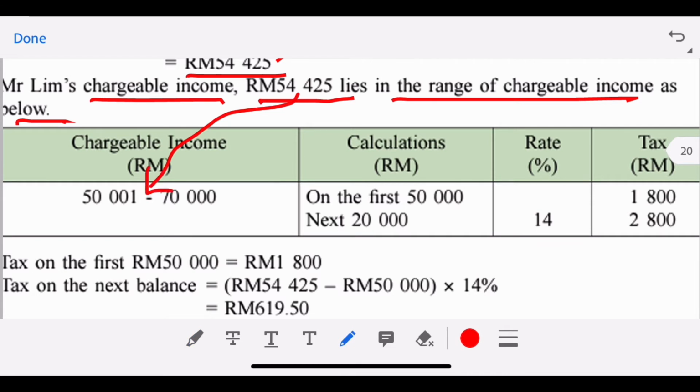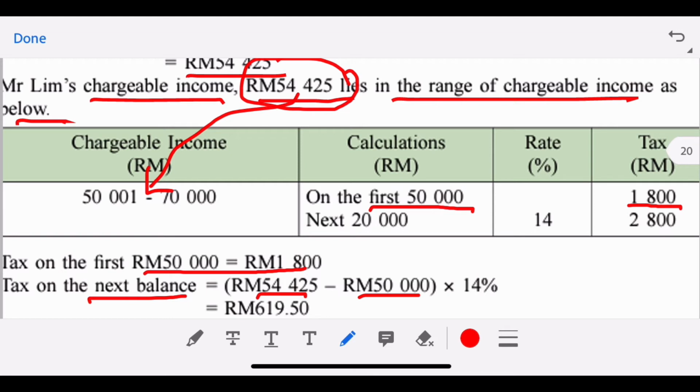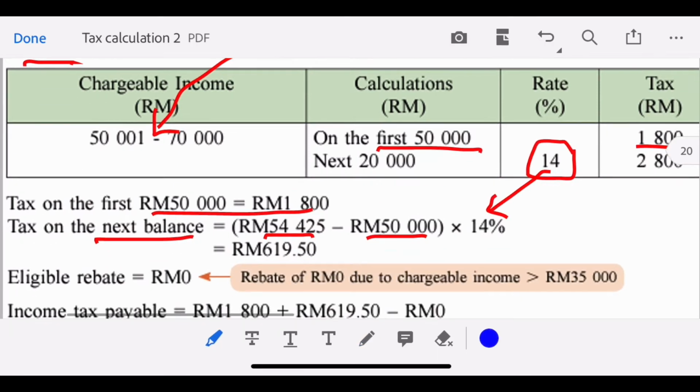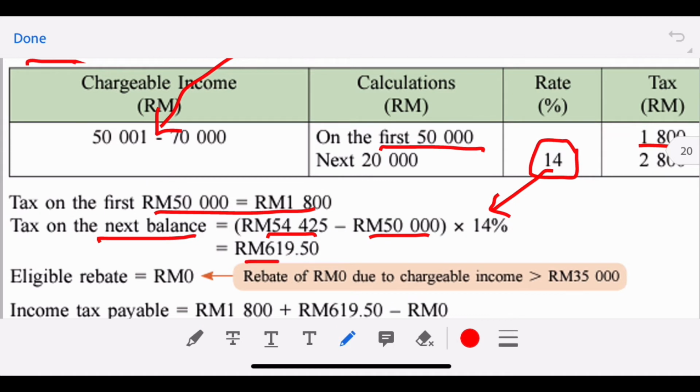50,000 ringgit to 70,000. So for the first 50,000, the tax charge is 1,800. This is for the first 50,000. And then the next balance, that means we need to take the chargeable income minus 50,000 times the rate according to the table, which is 14%. So the tax on the next balance is 619 ringgit 50 cent.